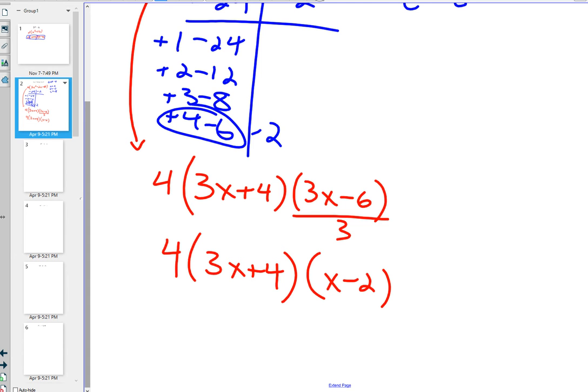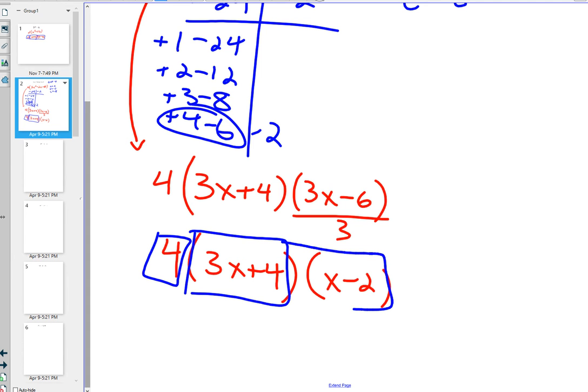On the practice test, you would then check the box around a 4, check the box around 3x plus 4, check the box around x minus 2. There should be 3 boxes that are checked off.